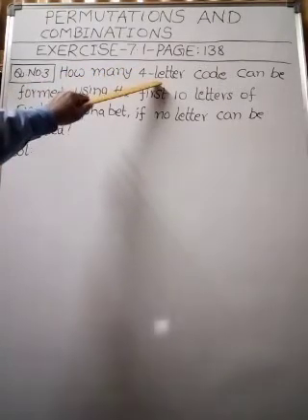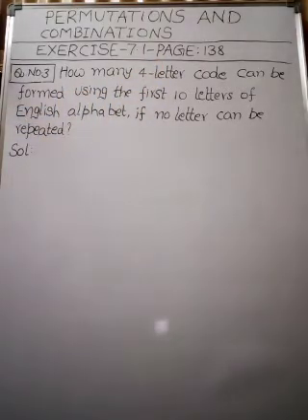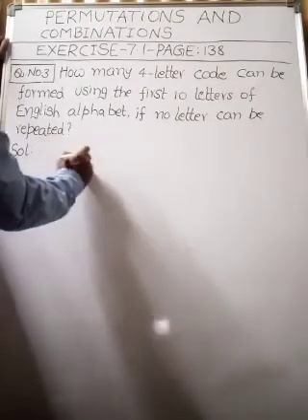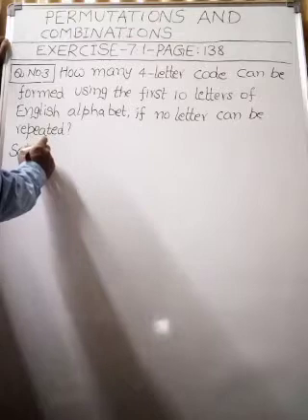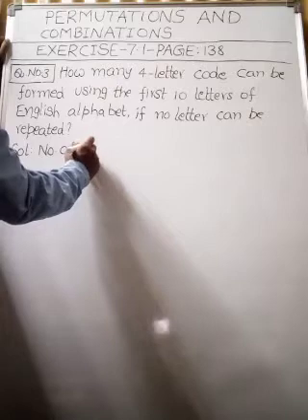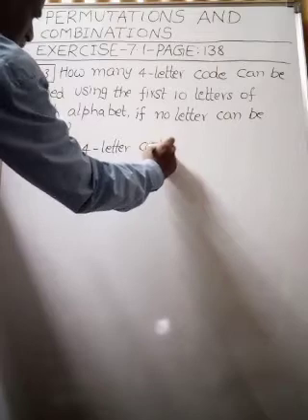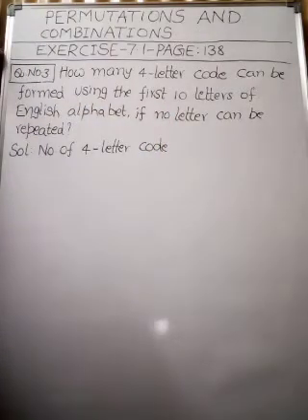Which kind of code? Yes, a 4-letter code. In that code, 4 letters should be there, using the first 10 letters. Okay, my children, how many letters are there in our hand? 10 letters. So, let us take the number of 4-letter codes. Here repetition is not allowed. No letter can be repeated.